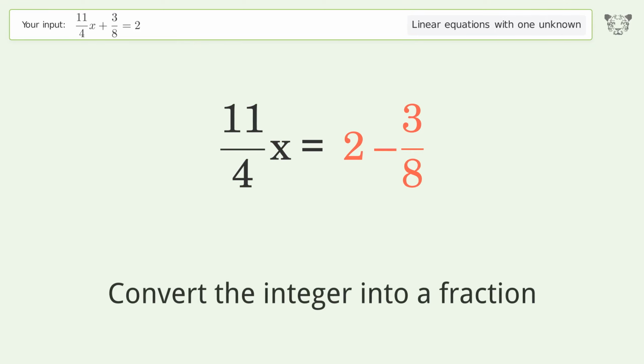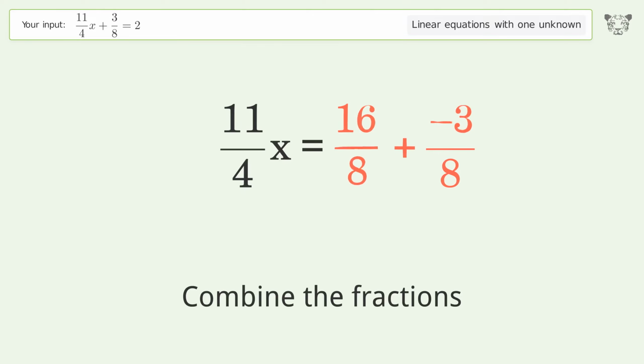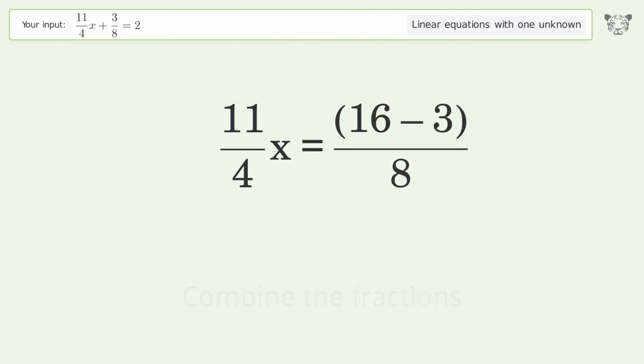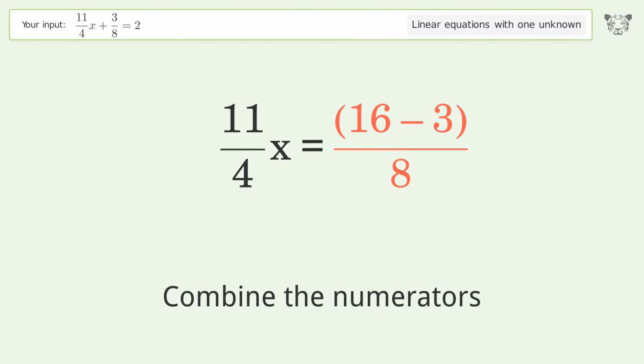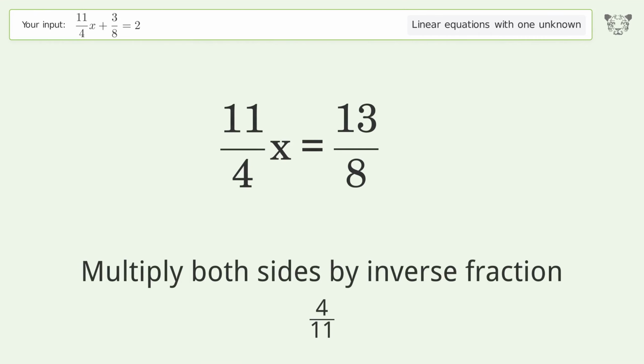Convert the integer into a fraction. Combine the fractions. Combine the numerators. Isolate the x. Multiply both sides by inverse fraction 4/11.